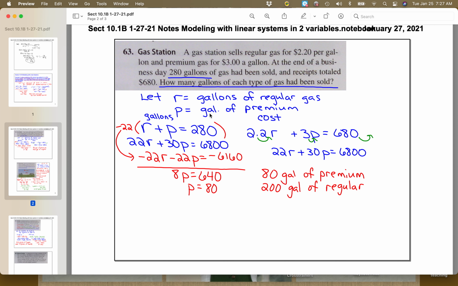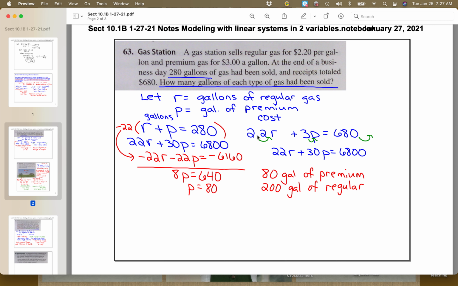And P equals the gallons of the premium. So I need an equation about the gallons, and I need an equation about the cost. About the gallons, I'm told that R plus P is 280. So there's one equation already. And then about the cost, I have $2.20 times R, or just 2.2, you can leave it like that, plus 3 times P, $3 for each gallon of premium, equals $680.